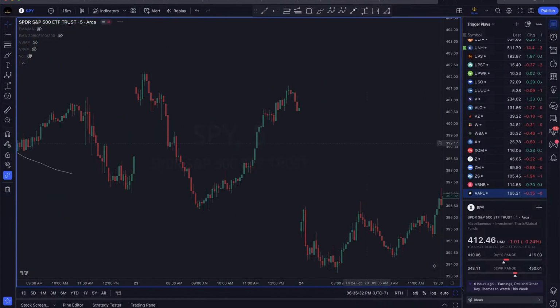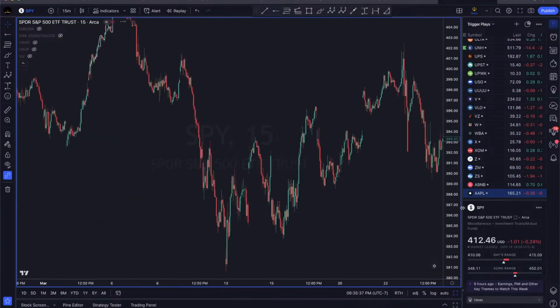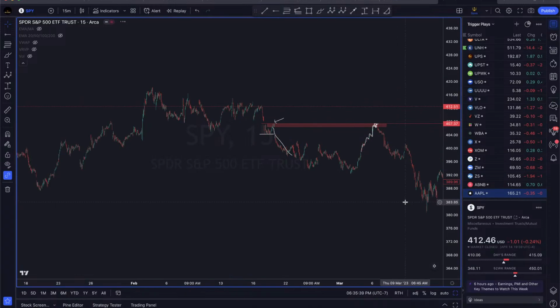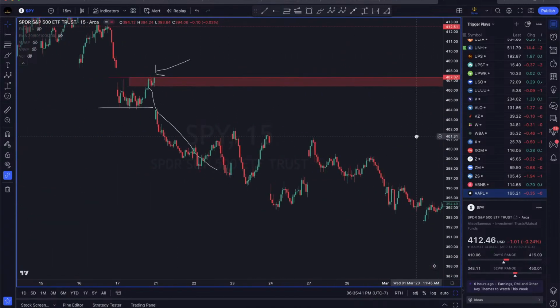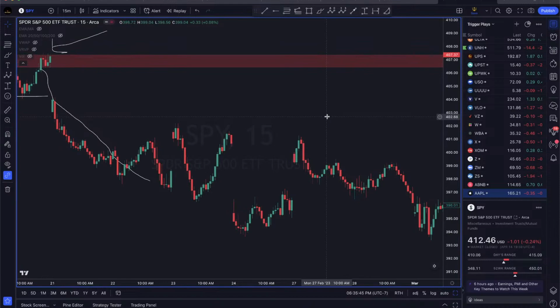Now let's find a good example on intraday time frame too. I'll show you more. Where was it? Right here. Guys, most people would say this is chop, this is not chop. Let's see this one.